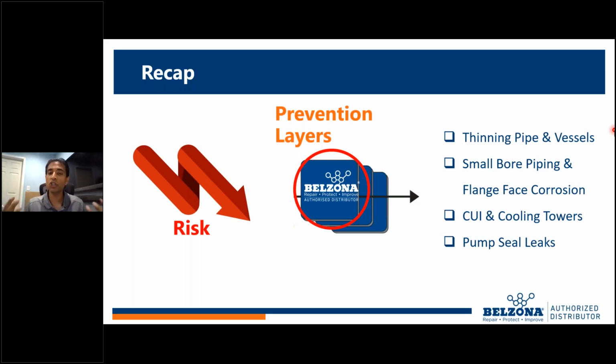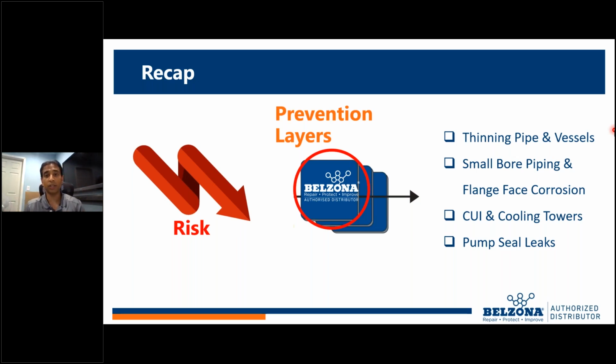And finally, where should you be looking? You want to look at thin piping and vessels. Anywhere you know you've had issues in the past, you want to take a moment to look at those. Small bore piping and flange face corrosion. Again, all that tiny piping coming off of your massive pressure vessels. There's opportunities for corrosion to happen. There's opportunities for an LOPC event. You want to focus some attention there.